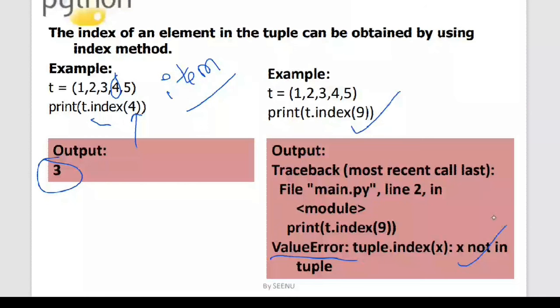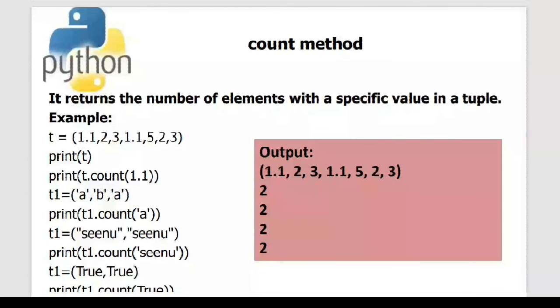Next is the count method. It returns the number of elements with a specific value in a tuple. Okay, so I just wanted to count the number of occurrences of a specific element in a tuple. So I can just use the count method.